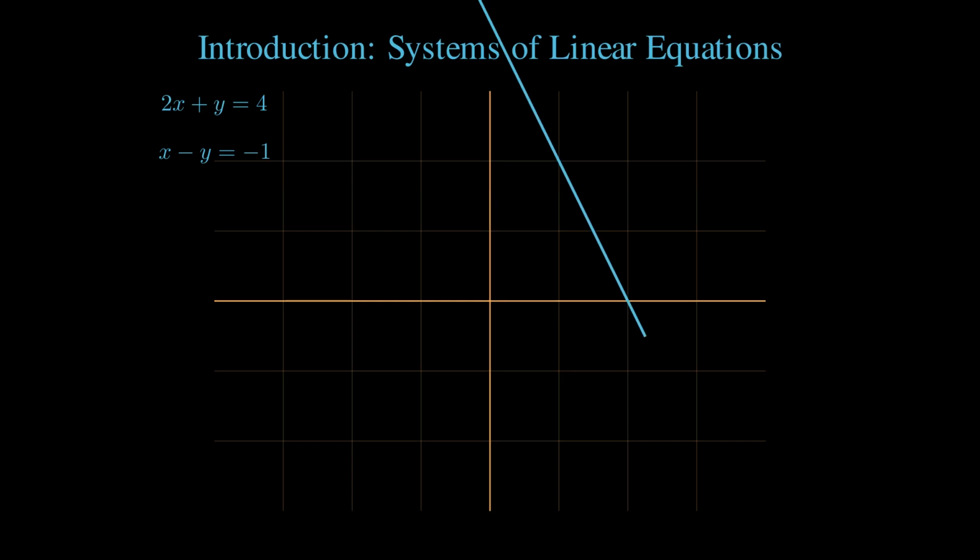Each line represents a different scenario. The magic happens at their intersection point. This is the solution to the system, showcasing both the power and elegance of mathematics.